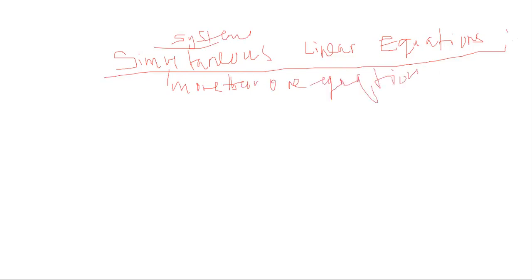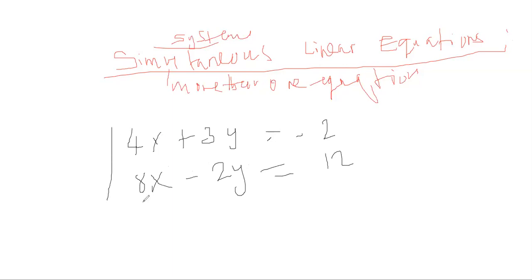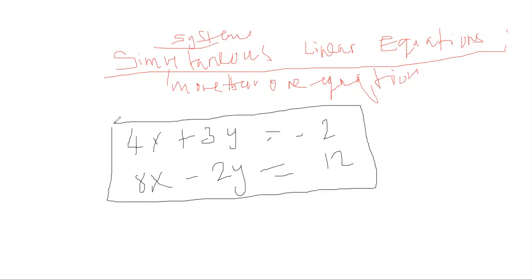For example, let me take one typical example. You can just bring any 2 equations. To be more specific, let's look at this: 4x plus 3y equals minus 2. And we can also have 8x minus 2y equals 12. So this is what we call simultaneous linear equations or a system of equations.